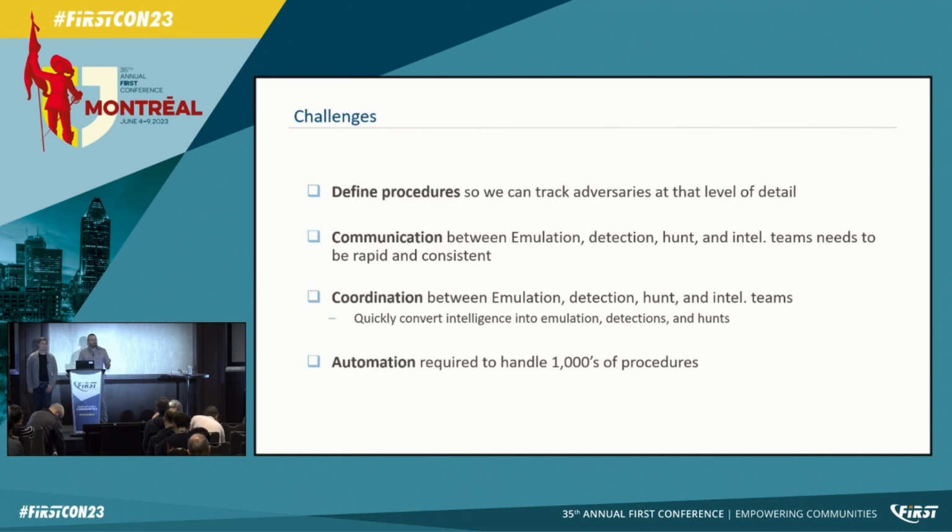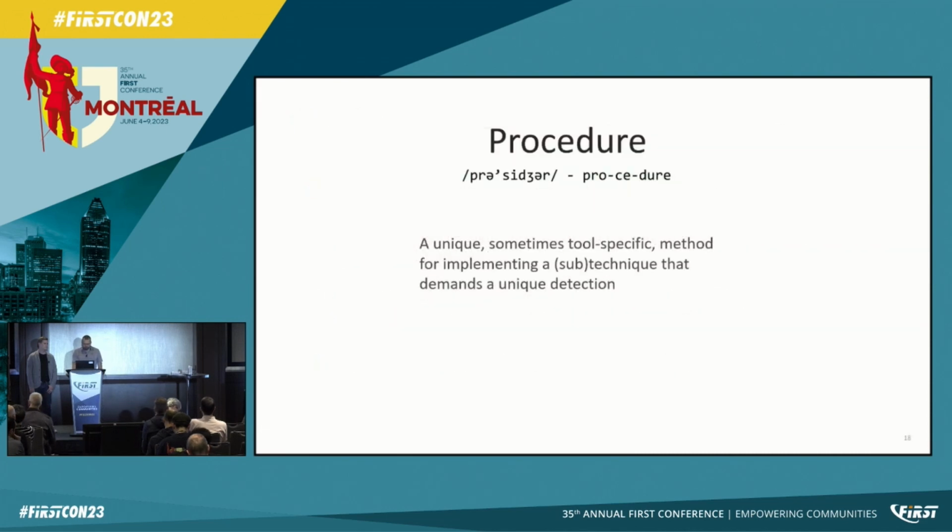We want to convert threat intelligence into actionable emulation, detections, alerts, and hunts as quickly as possible so that we can stay ahead, or at least in parallel, with that adversary loop. And to do that, we're going to need to build some automation. So let's get into it.